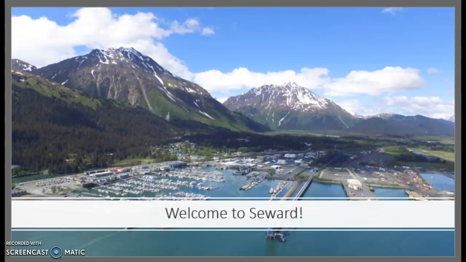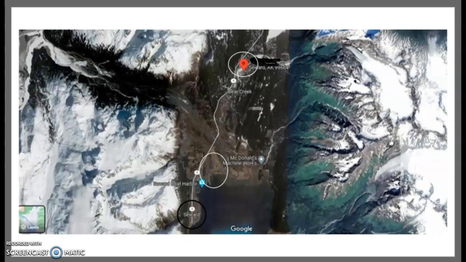I am located in Seward, Alaska. I live approximately 6.5 miles from the start of town, and the local airport is located approximately 2 miles from the start of town.